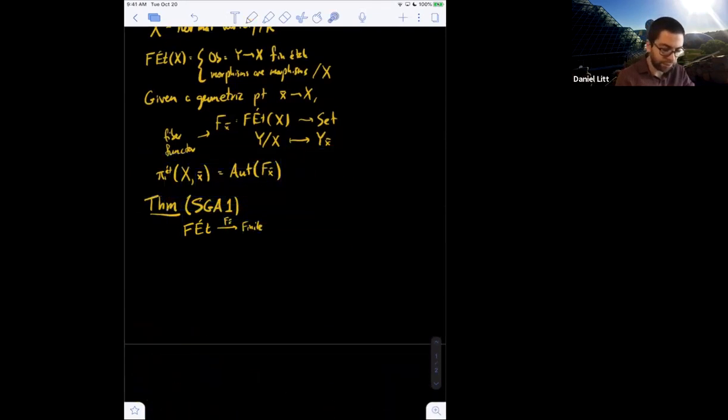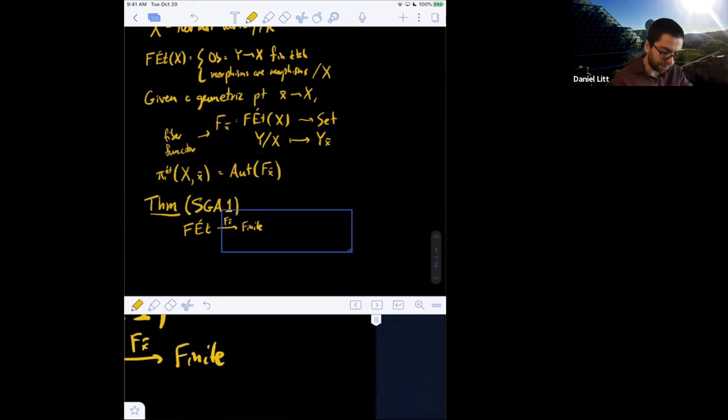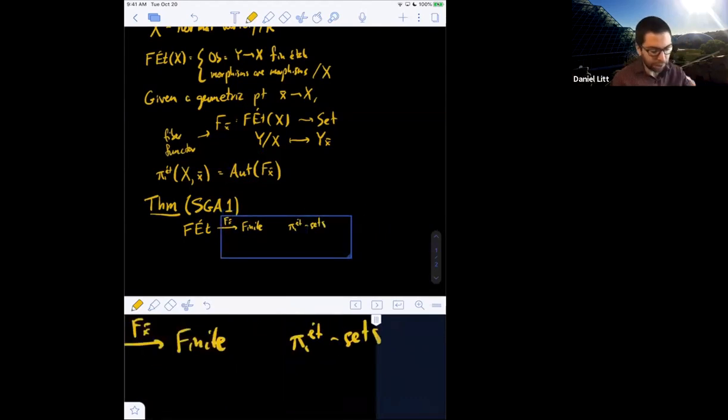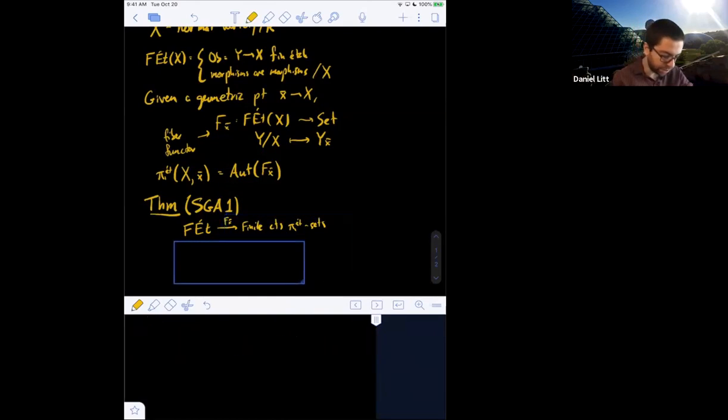If you have any object in the image of this functor, pi 1 étale acts on it, just by the definition of what it means to be an automorphism group of a functor. So really this maps to finite pi 1 étale sets. And moreover, we discussed the topology on pi 1 étale last time, and it was defined to be the coarsest topology so that that action was continuous. So we really get a functor to finite continuous pi 1 étale sets. And the theorem in SGA 1 is that this is an equivalence of categories.